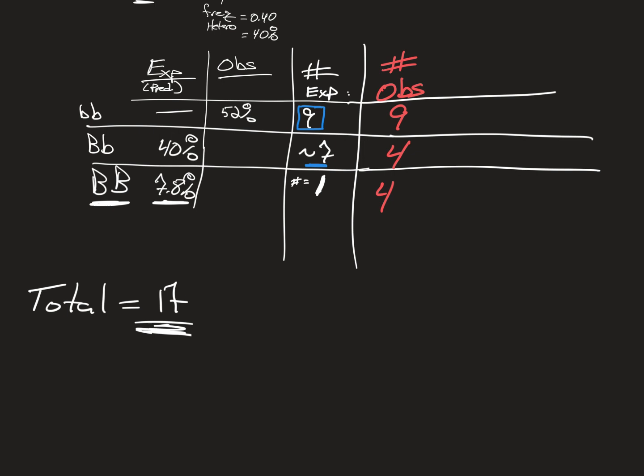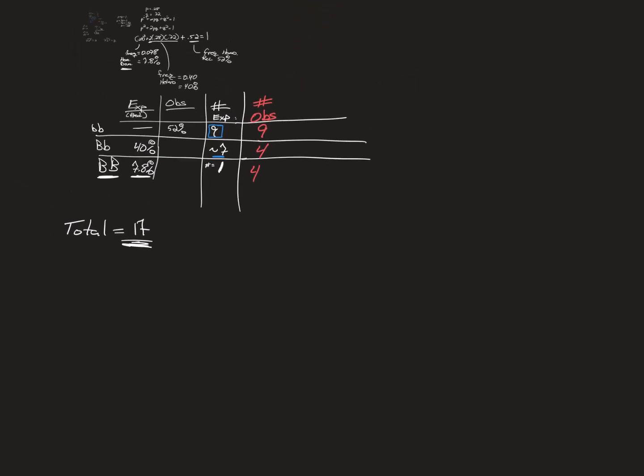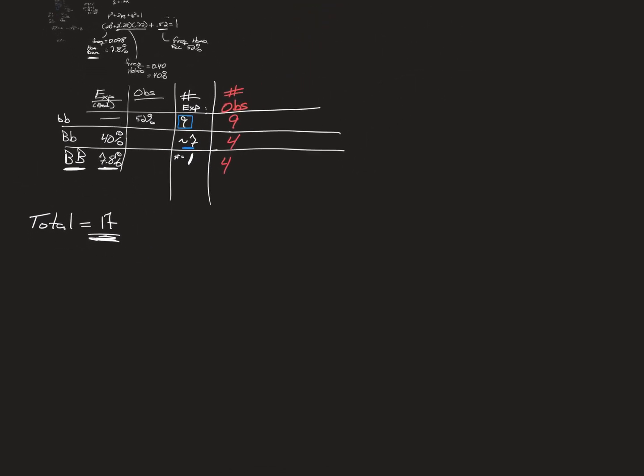All right, now we have 17, right? So out of 17 total, what we see is 9 of these, 4 of these, and 4 of these. Is this evolution? Is this close enough to this? Is 7 close enough to 4 that the difference is random error? Or is this different enough that we have to say there's evolution? We have to do chi-square. So how do you do chi-square?